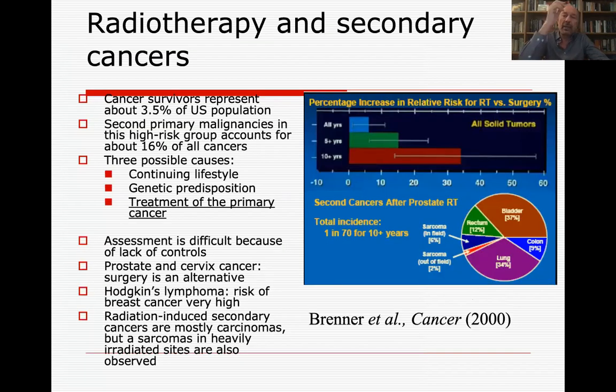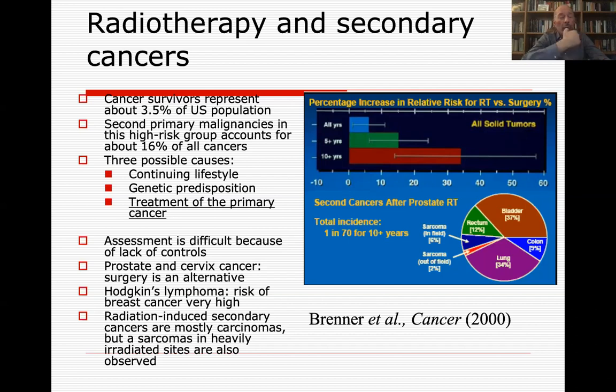A few words now on radiotherapy and second cancers. We saw this already, that radiotherapy actually gives you a cohort of survivors. The assessment is difficult, of course, because one of the problems is that you don't really have control. Unlike Hiroshima and Nagasaki, you don't really have good control.